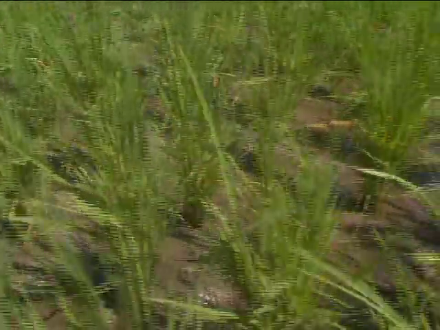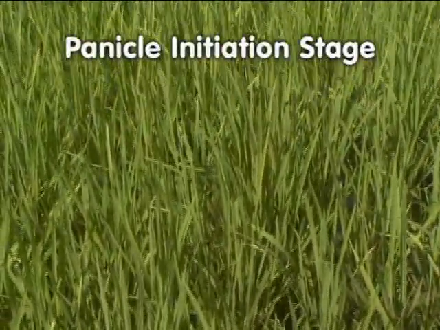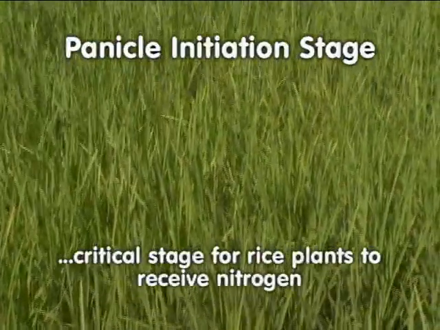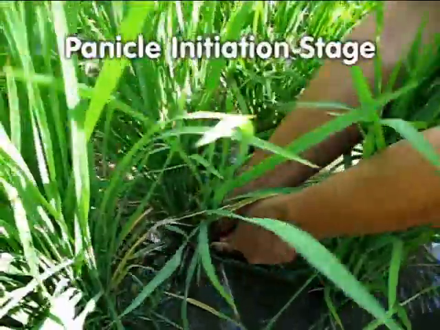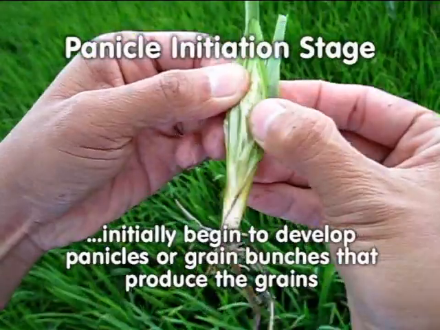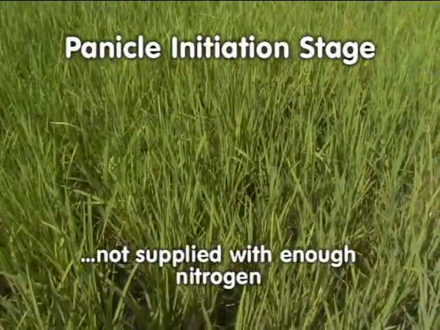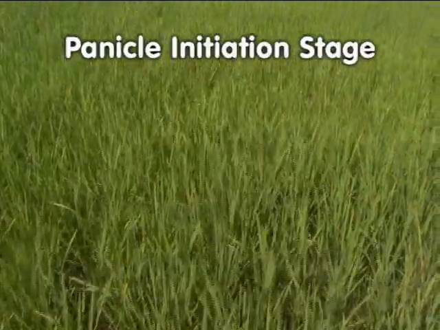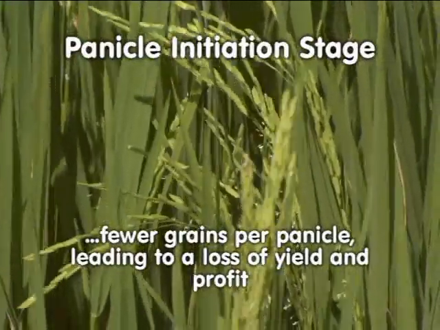After they have produced their optimal tiller number, rice plants undergo an important stage of development, the panicle initiation stage. This is a critical stage for rice plants to receive nitrogen. Rice plants are at panicle initiation stage when they initially begin to develop panicles or grain bunches that produce the grains. If rice plants are not supplied with enough nitrogen at this stage, the result could be fewer grains per panicle, leading to a loss of yield and profit.